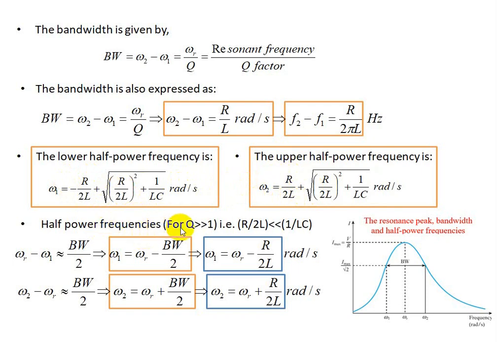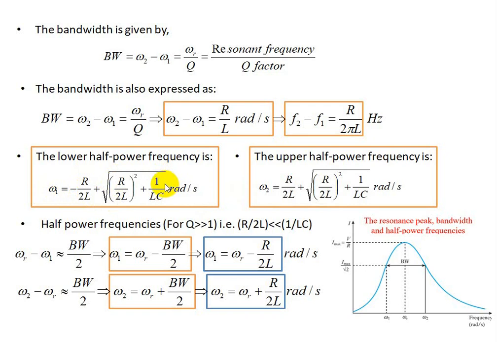Now consider the half power frequencies for Q greater than 1. When Q, the Q factor, is very much greater than 1, the term 1 by LC will be very much greater than R by 2L. So this term can be neglected in this equation, and similarly this term can be neglected in this equation. Therefore, this frequency omega 1 can be written as minus R by 2L plus under the root of 1 by LC.